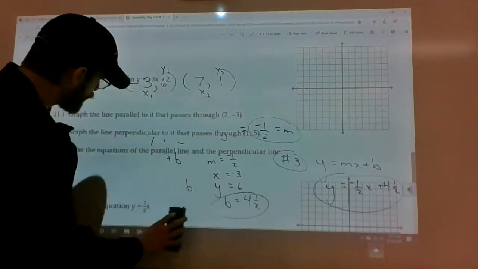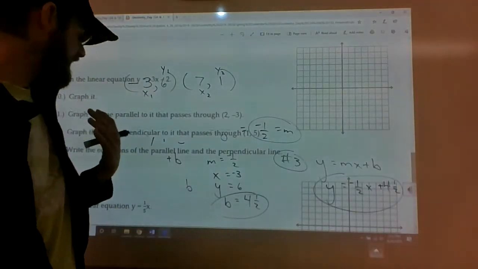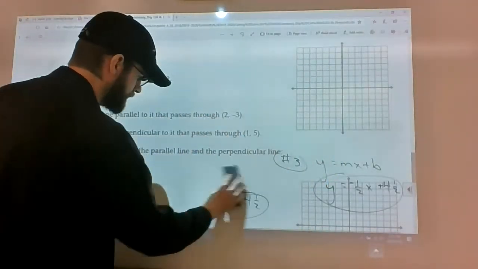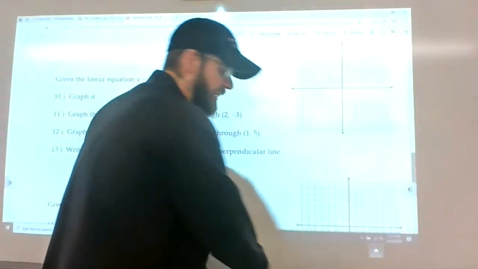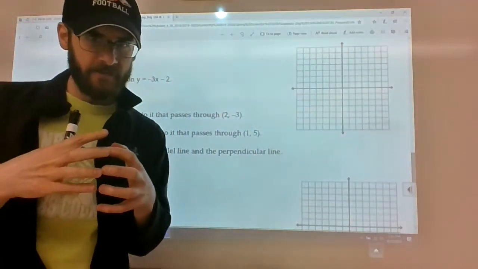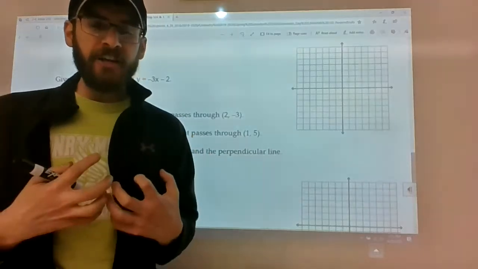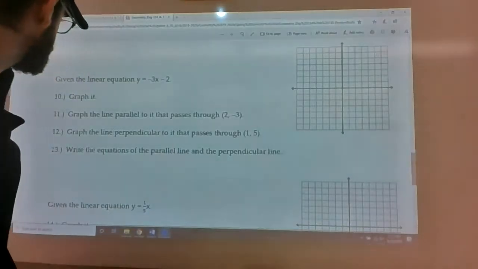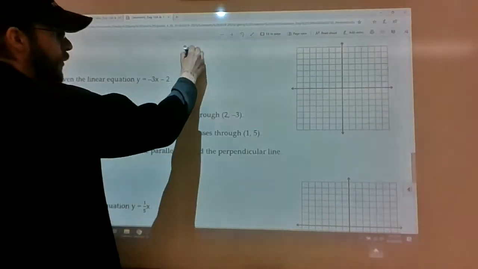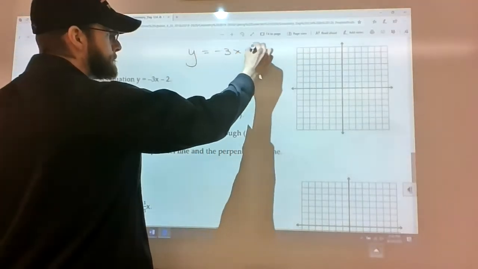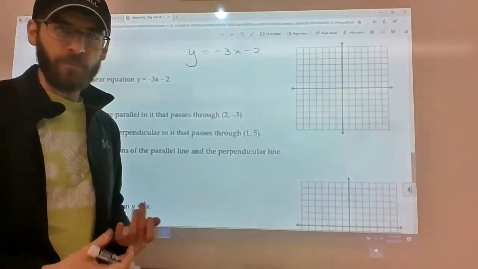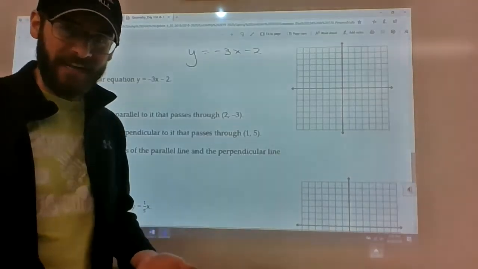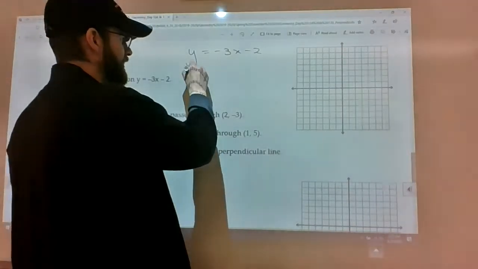All right, I am right now focusing on number 10, number 11, number 12, and 13. This problem really encapsulates, it summarizes, it does everything we need to know about writing equations for parallel and perpendicular lines. So we're given y equals negative 3x minus 2. First things first, can we graph this? And my answer is, I hope so, because we know what the template is for a linear equation.